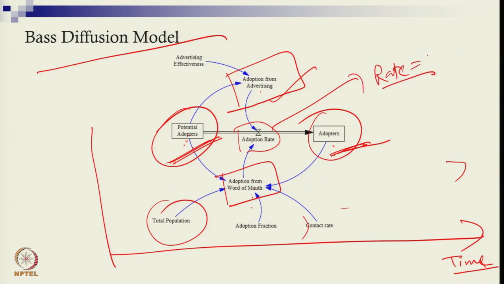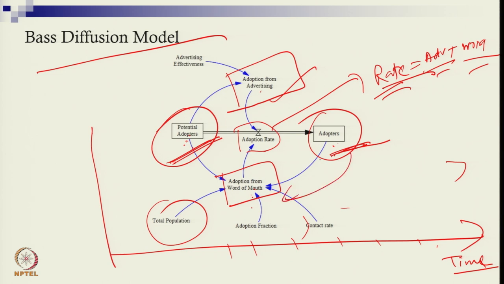Rate is nothing but what? Advertisement plus word of mouth. So the word of mouth you have to calculate every time period, every week, say, or every month. What is your unit? You don't know yet. You can define the unit when you open the software. Then word of mouth and advertisement you can put in, and you can calculate your adoption rate, every week or every month: how many people are shifting from potential adopter to adopter, who are consuming the product or who are watching the movie.